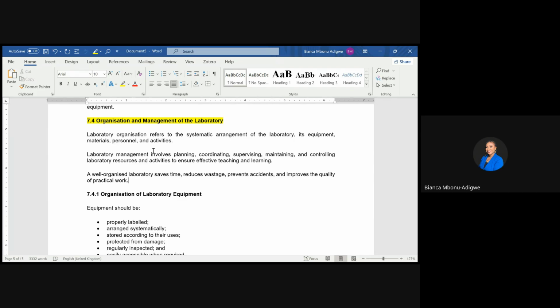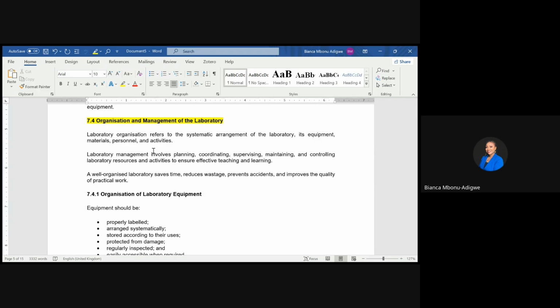While lab management involves planning, coordinating, supervising, all those things, almost like administrative duties, so to speak, that you will do to ensure that effective teaching and learning happens in that place.